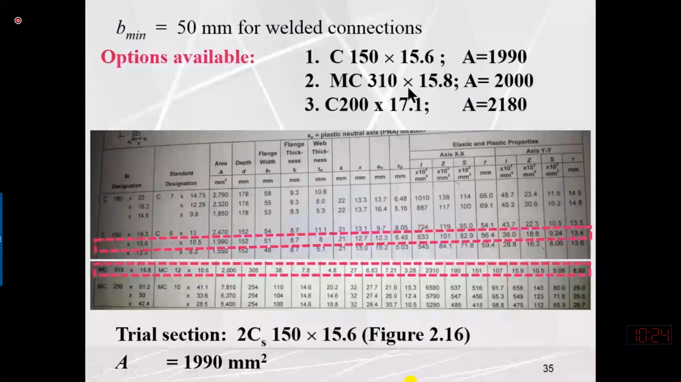First of all, I will always select the option which is the lightest one. The lightest section is 15.6. Here are some images of the pages where I have picked this section from. So C 150 by 15.6, area is 1990, which is more than 1867, and our second option is MC, miscellaneous C section, 310 by 15.8. So the third option is this.